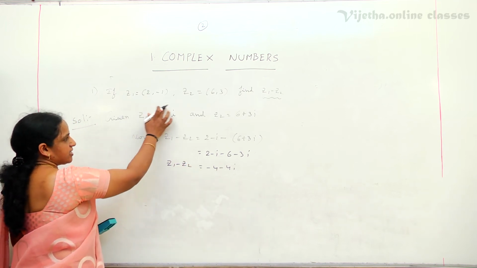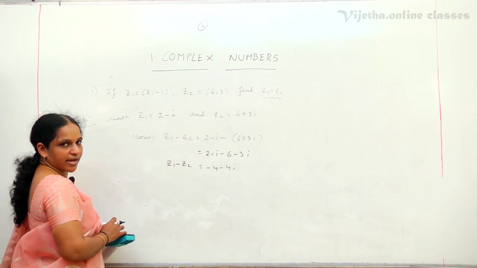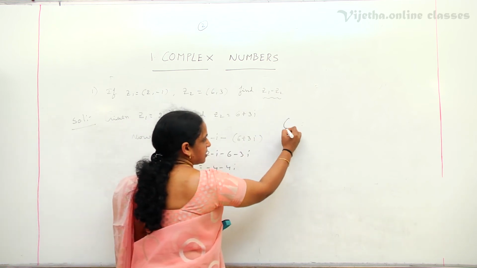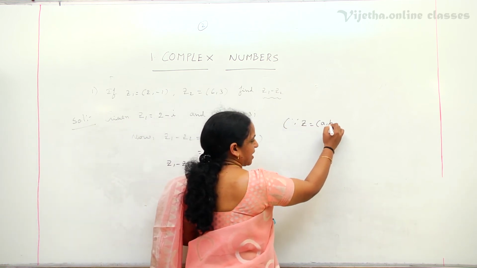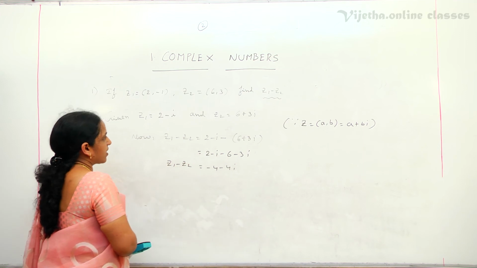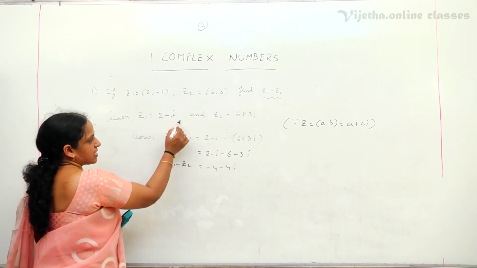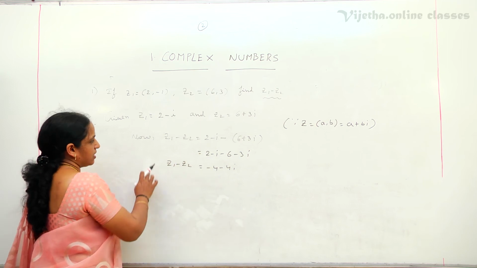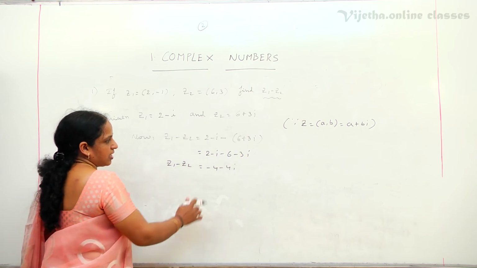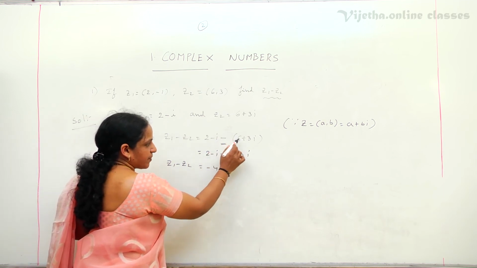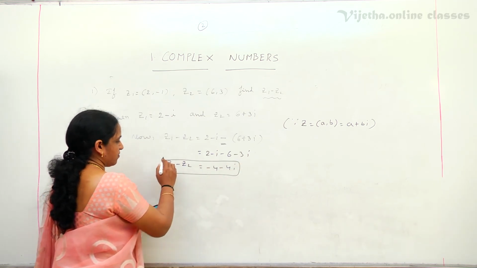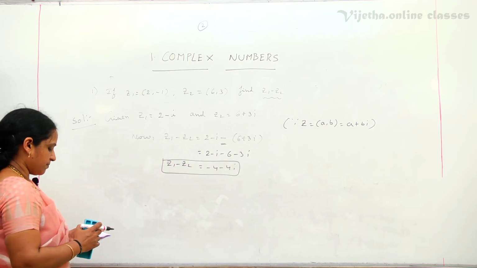Here given Z1 and Z2, find the value of Z1 minus Z2. Actually the given values are in ordered pair. Since if Z equals ordered pair a comma b means a plus bi from the definition of the complex number, Z1 equals 2 minus i, Z2 equals 6 plus 3i. Now Z1 minus Z2, substitute the Z1 and Z2 values. Here minus is there, so multiply with minus: minus 6 minus 3i. This is the Z1 minus Z2 value. Okay. Next problem.